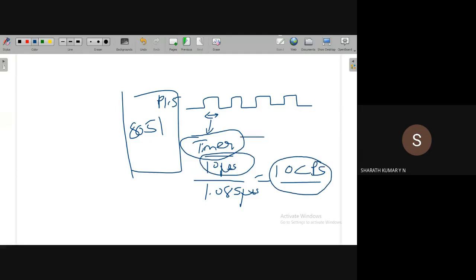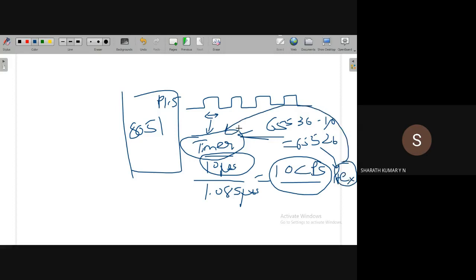How to calculate the value to be loaded to the timer? It is 65,536 minus 10, which is 65,526. Convert this into a hexadecimal number and load this hexadecimal value into the timer. Okay, so that's the method to generate the delay using timers.